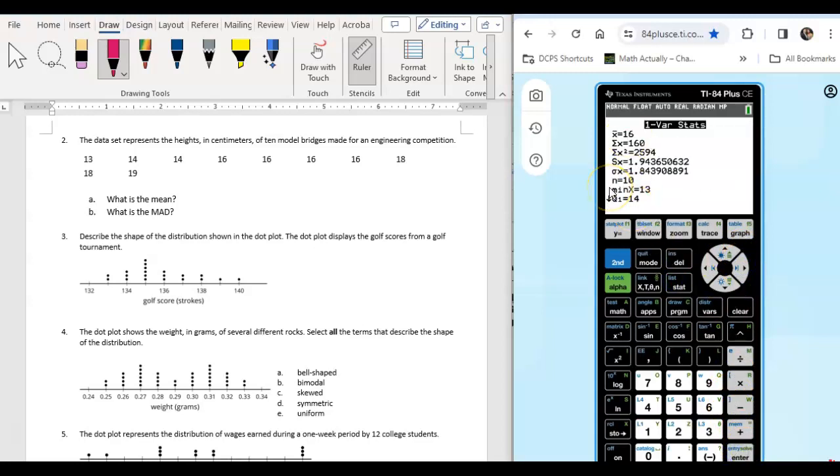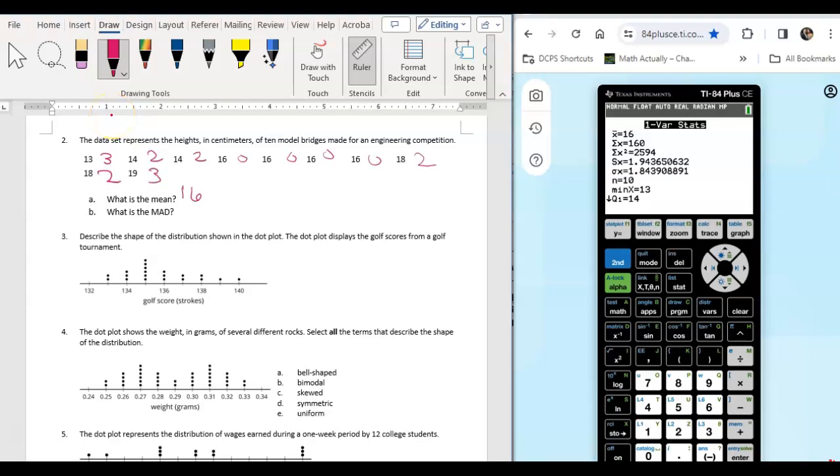So my mean here is going to be 16. All right, now the MAD means I need to find the difference of 16 and all of these numbers. So I'm going to write that next to it here. So that's 3, 2, 2, 0, 0, 0, 0, 2, 2, 3.